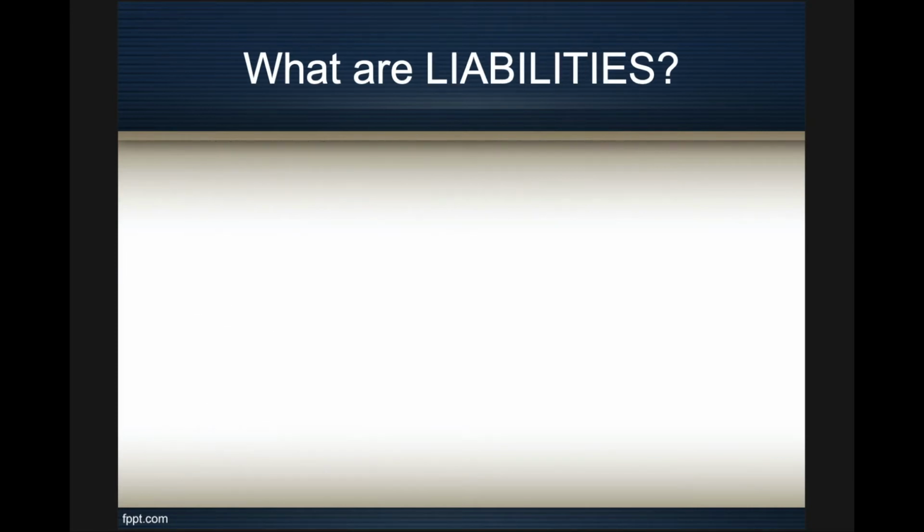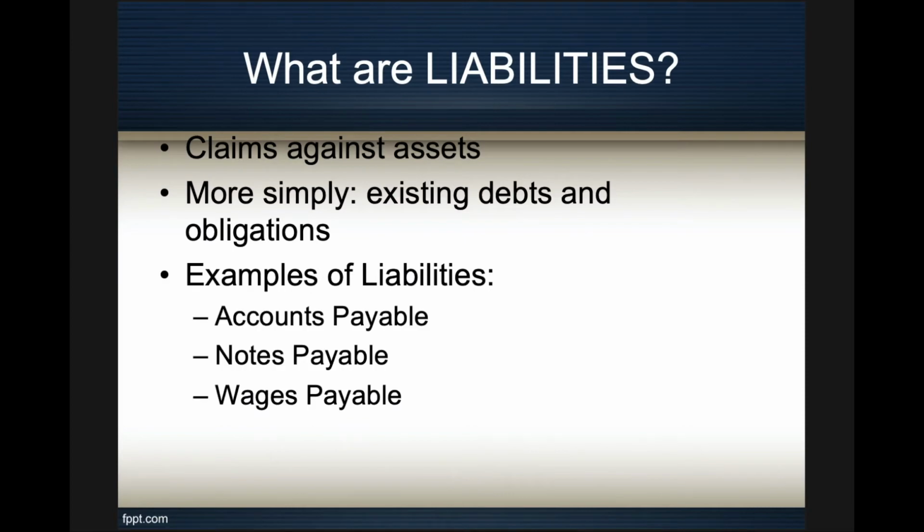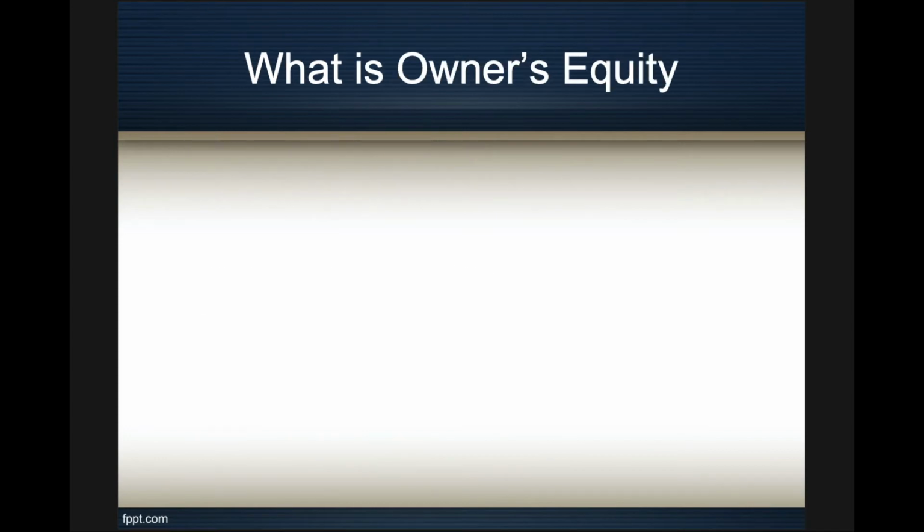And for liabilities, these are claims against assets. In simple terms, these are existing debts and obligations that a business must pay. For example, we have accounts payable. Say you purchased supplies and promised to pay on a later date, so you have accounts payable. Then when you sign a note, you have notes payable, and you also have wages payable.